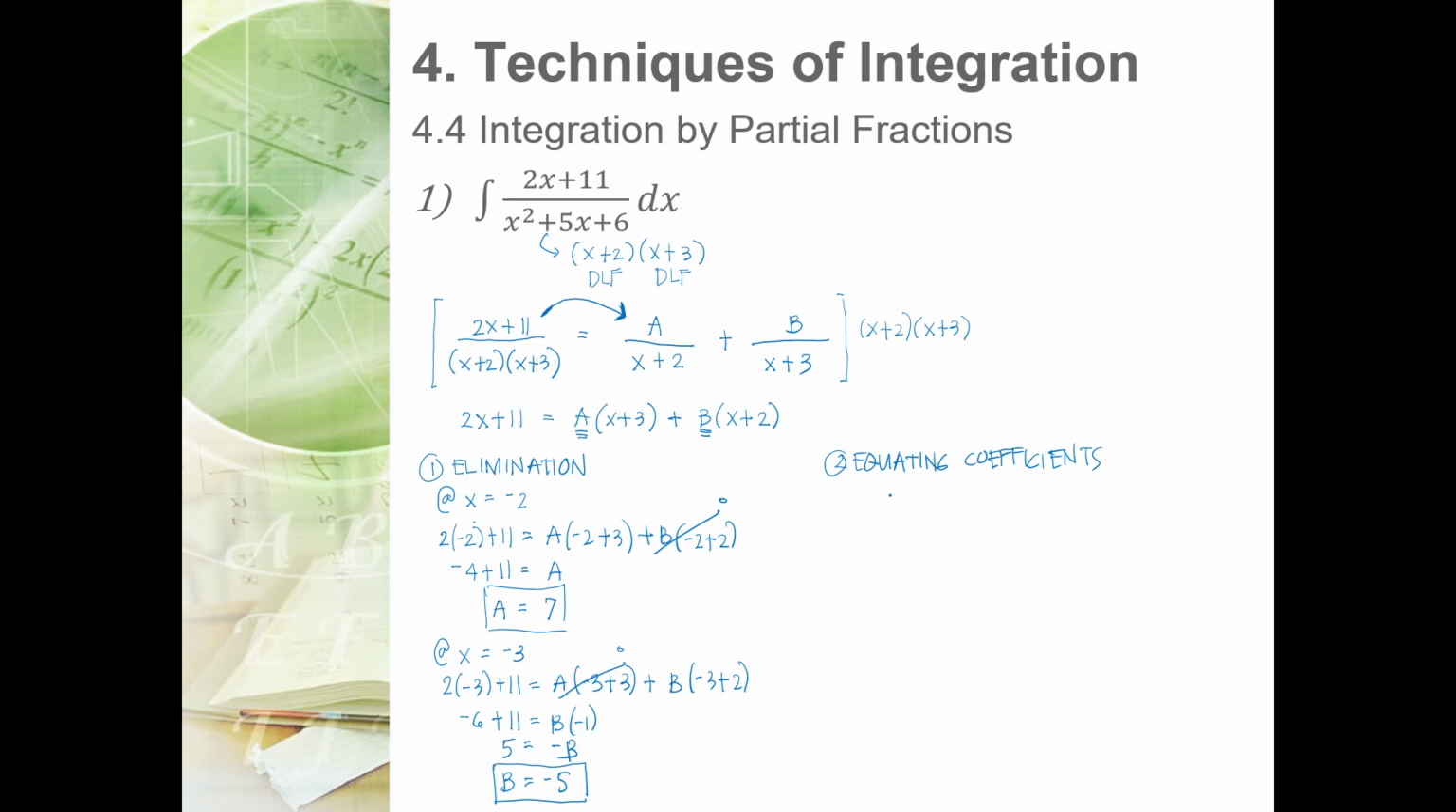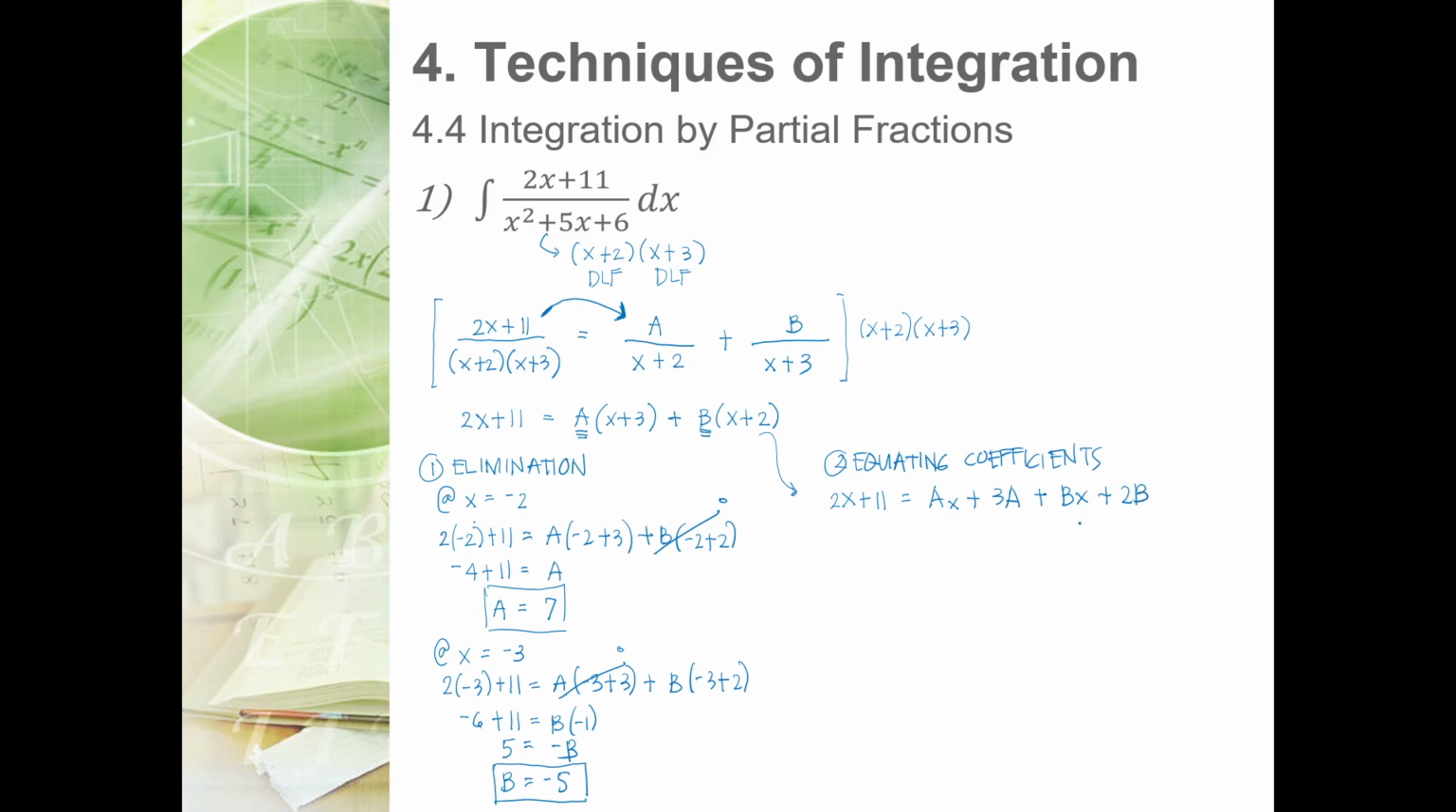So on the other hand, in equating coefficients, again, this is a long equation because this one has to be expanded, because we need to equate coefficients on the left side and on the right side. So for you to get what I'm talking about, let's just expand this one first. 2x plus 11 equals ax plus 3a plus bx plus 2b.